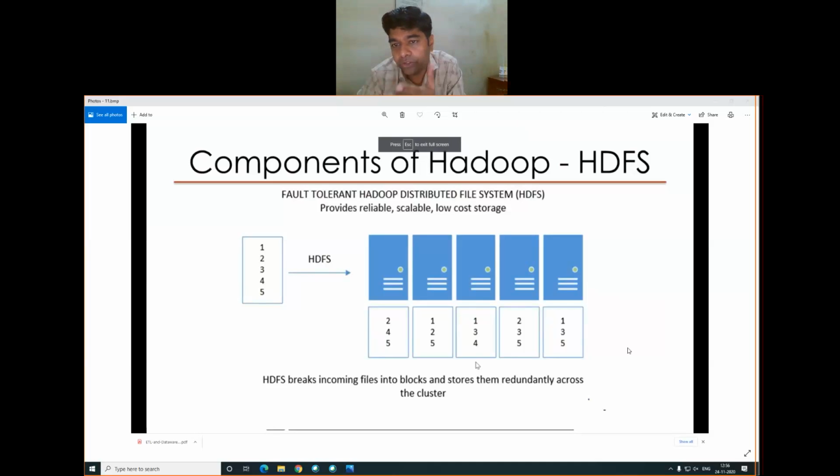So anybody have an idea? Then you can just write it down in the chat box, because the Hadoop HDFS file system is designed on that particular idea. What is WORM? No, no, we are not discussing security and cryptography here.